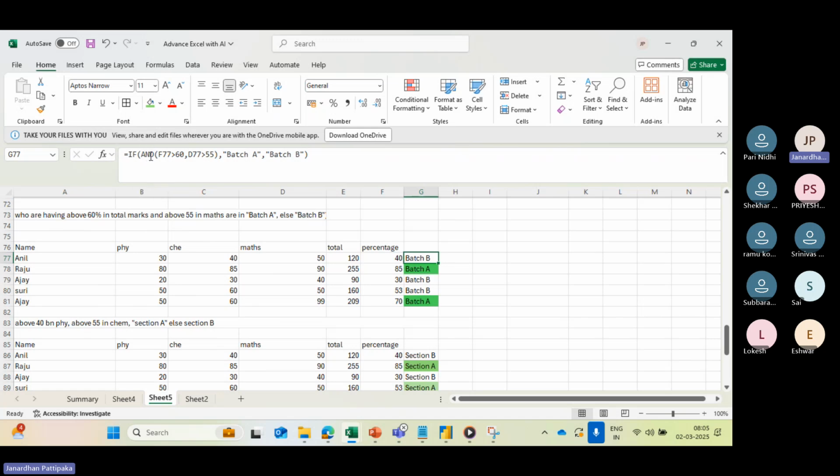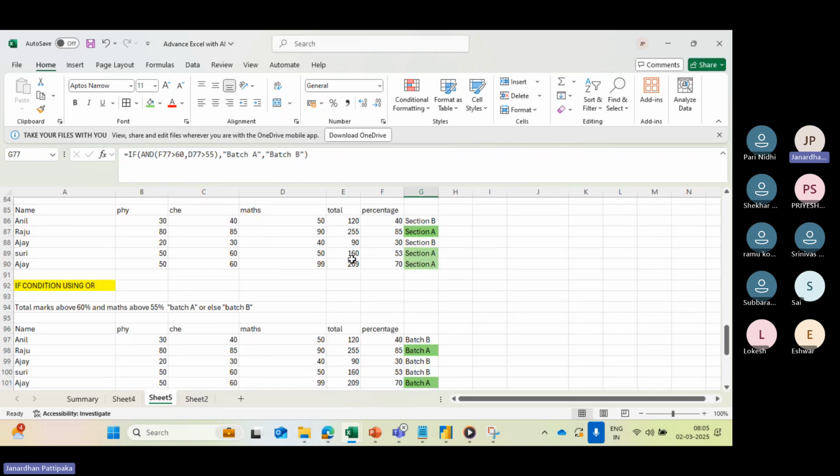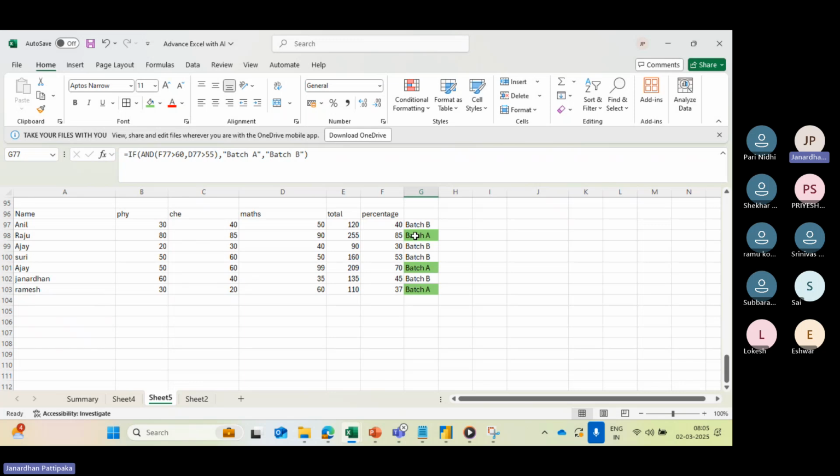Because we have used the AND concept, whatever conditions I mention, all the conditions should be true. Then only you will get it: if the percentage is greater than 50, total percentage 60, and maths is 51, then only you will get batch A, otherwise batch B. But this is not the case with the OR condition. If along with OR means if the percentage is greater than 60, or if the maths is getting 55, if any one of the conditions satisfies, that person will move to the batch A.